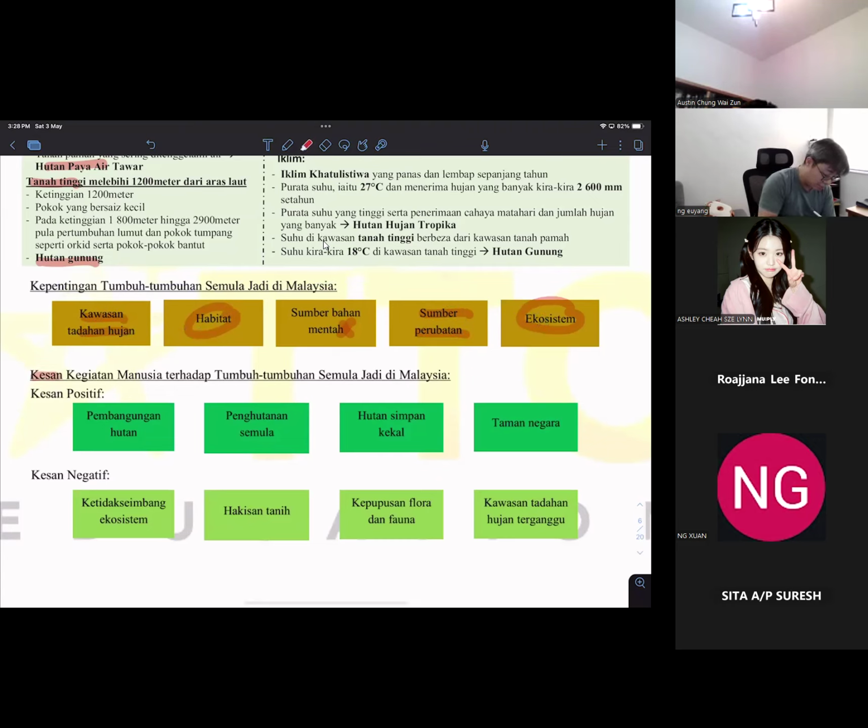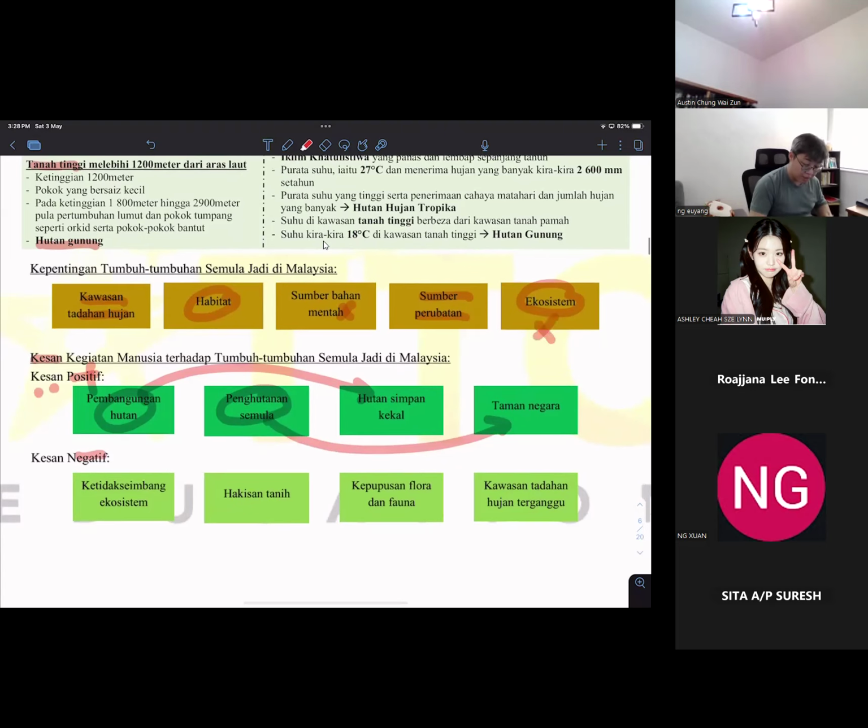So the kesan positive and then kesan negative. So kesan positive, we are trying to memorize penghutanan and penghutanan semula. Pembangunan and penghutanan. So which means pembangunan hutan is becoming hutan simpan kekal. So penghutanan semula is trying to make sure as taman negara. I'm going to elaborate this part for your essay. Yeah, next class.